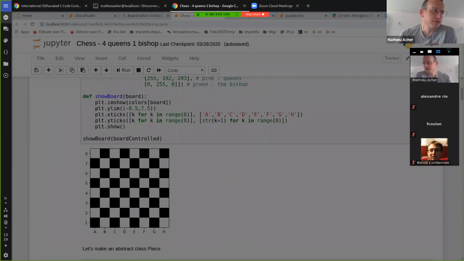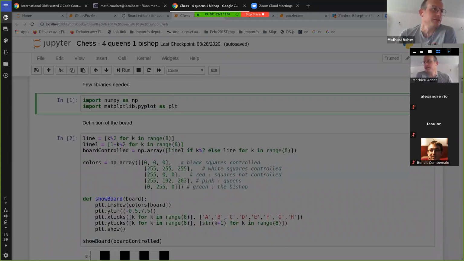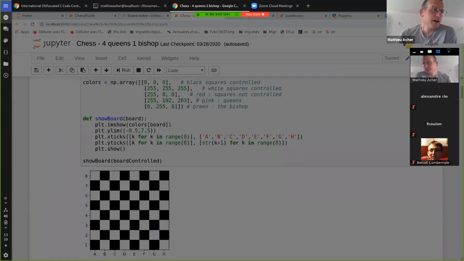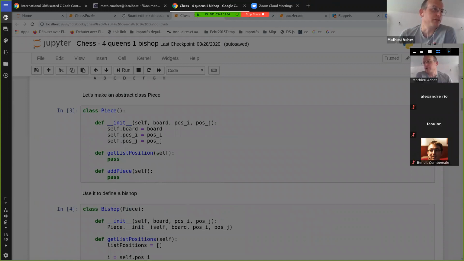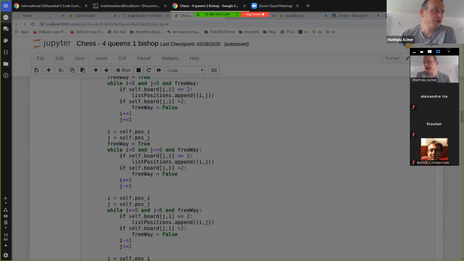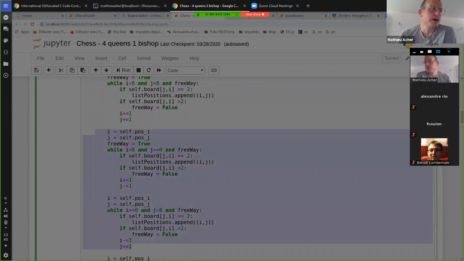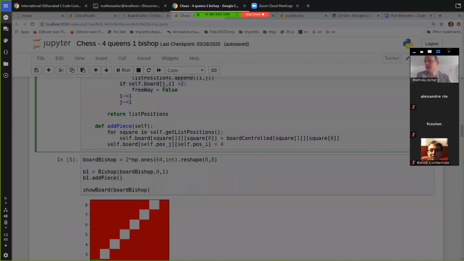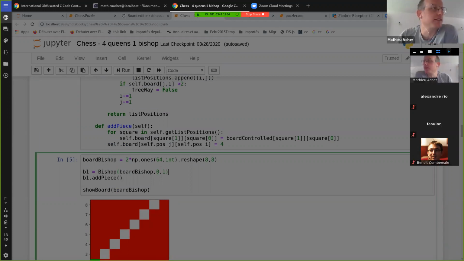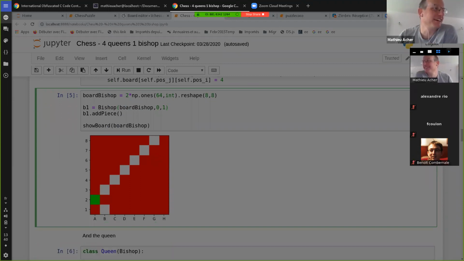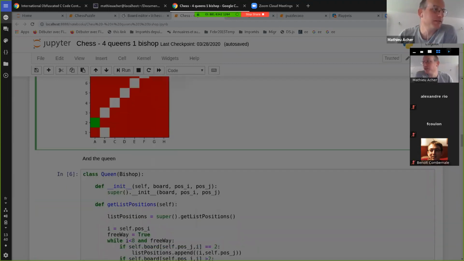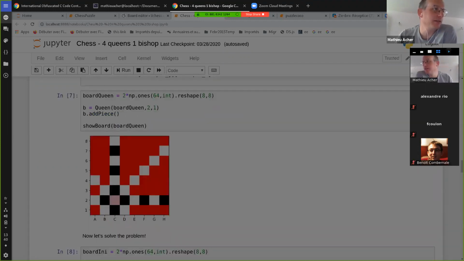He plots a chessboard nicely with matplotlib. And he defines some abstractions for representing a piece, a bishop, and for computing the squares controlled by each piece. A bit like me, right? Yes, with real object-oriented design. Yes, because he had awesome courses at NCI, of course. So yeah, and the queen, that's nice, right? And he made a board with squares that are controlled or not, and so on.